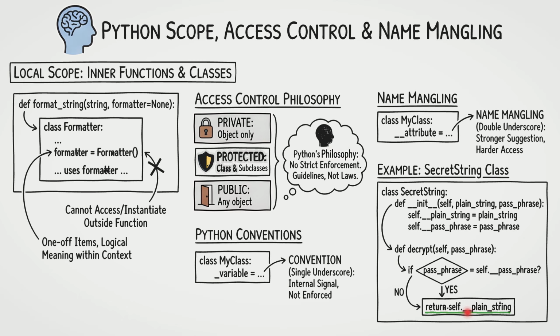Otherwise, it returns nothing. The key takeaway here is that Python relies on conventions and name mangling to guide developer behavior, rather than using strict compiler-enforced access controls. Next, we will jump into an interactive environment to see exactly how this SecretString class behaves when we try to interact with those mangled variables.